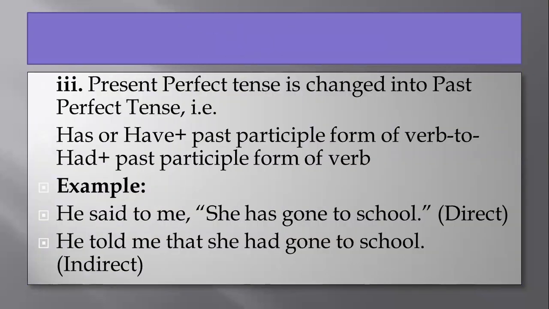Next, present perfect tense is changed into past perfect tense. That is, has or have plus past participle form of verb to had plus past participle form of verb. See, dear cadets, he said to me, she has gone to school. Now, the indirect speech will be, he told me that she had gone to school.